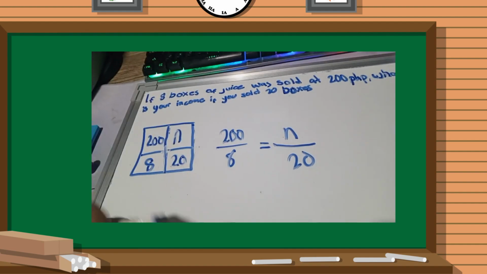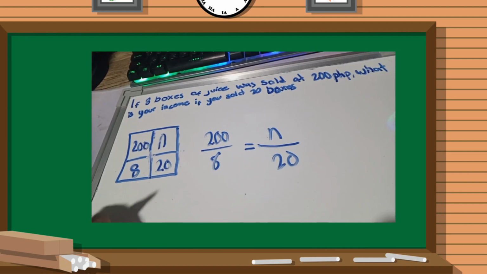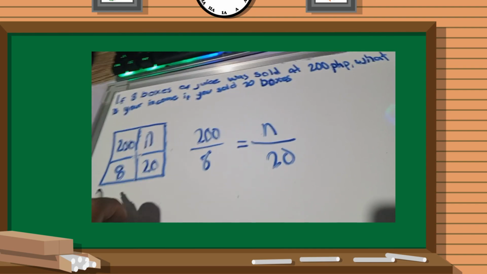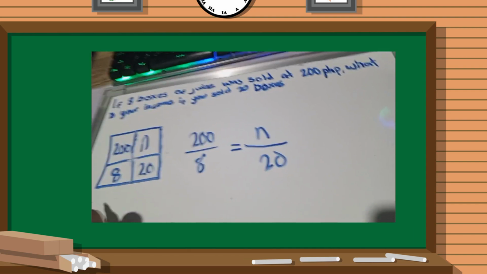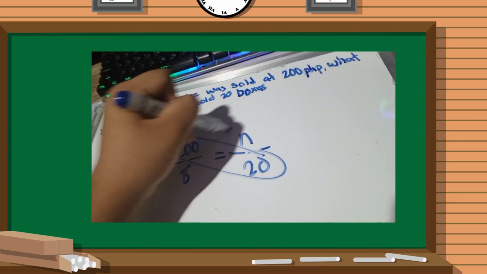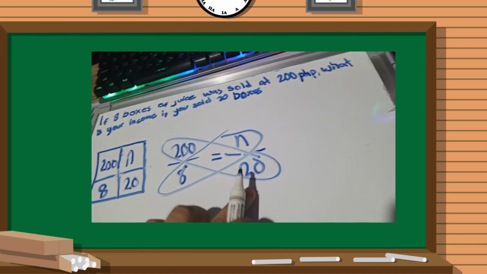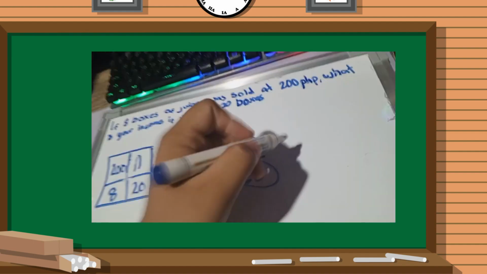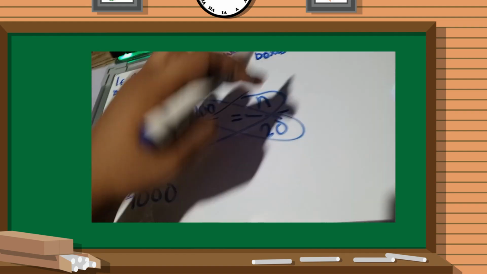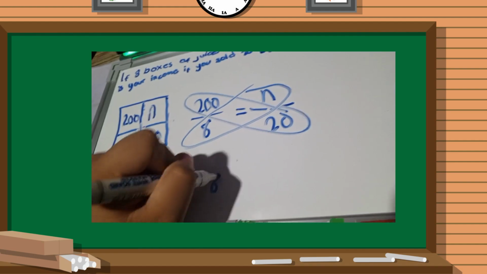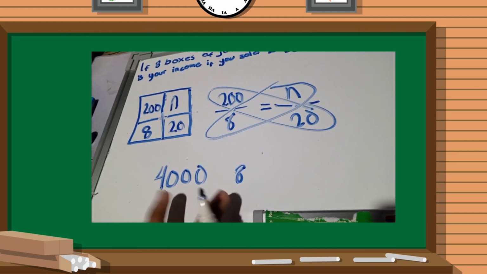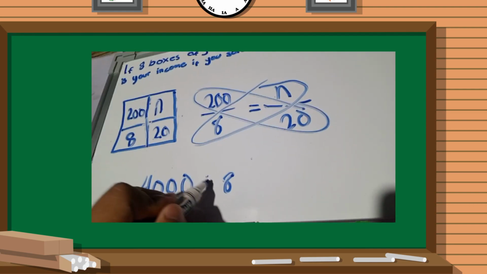And the last step should be finding the missing term. By doing the cross multiplication method, we will find the missing term. So let's do that. Cross multiply. 20 multiplied by 200 is equal to 4,000. 8 multiplied by n is equal to 8n. The last step is to divide it.